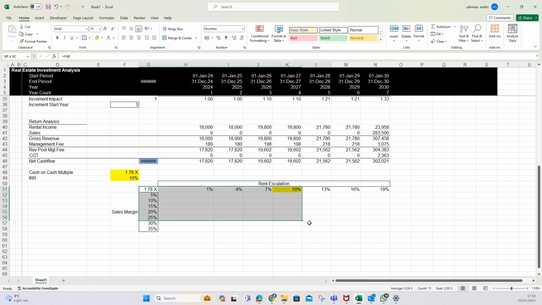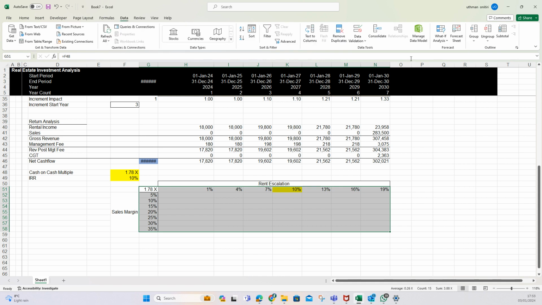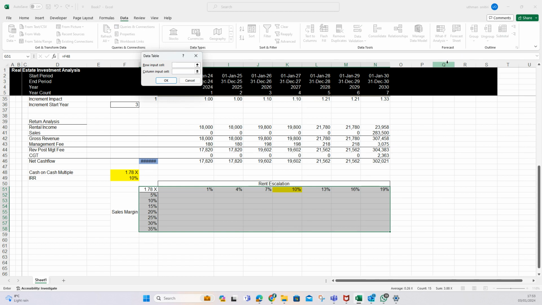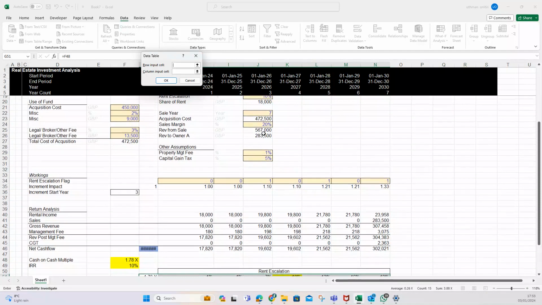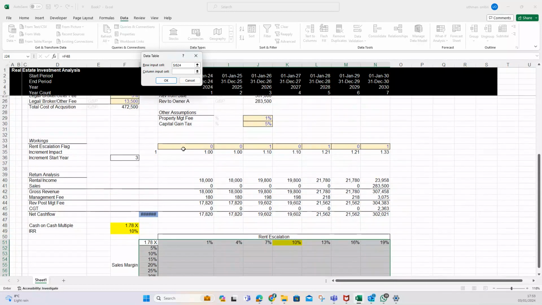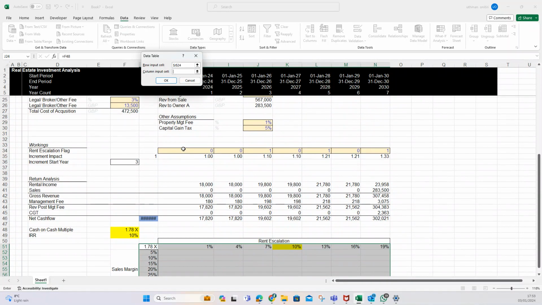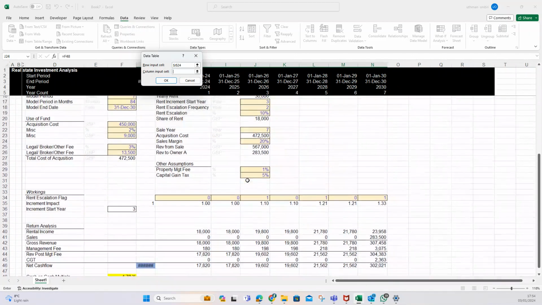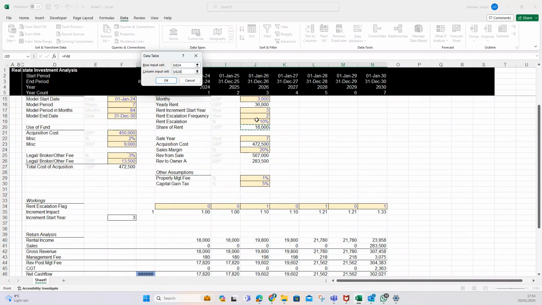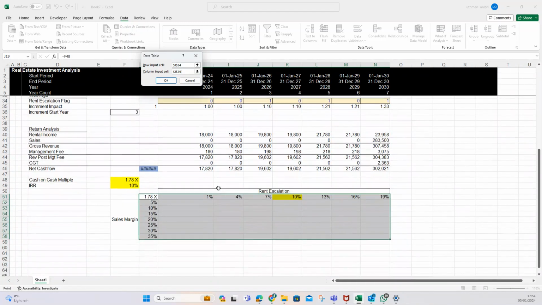Perfect. So once you have these, you can just go to Data, What-If Analysis, Data Table. Then you set your row and your column input, right? In this case, our row input is the sales margin, so you come to your sales margin, and our column input is the rent escalation. So you go look for your rent escalation, and that is, yeah, no, come on, Excel. Yeah. And let's see.